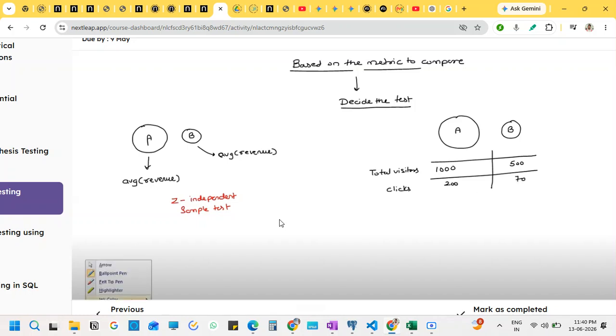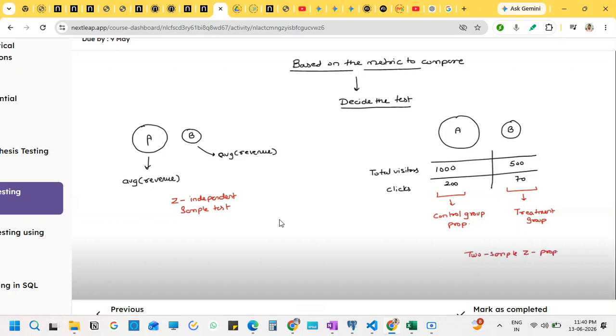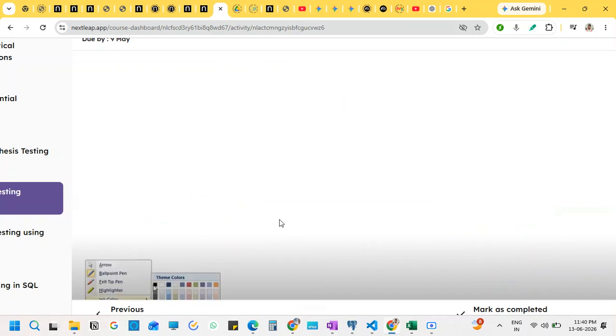So again, we can compare this proportion, right? This is the control group proportion, and this is the treatment group proportion, and we can compare. So here we can use the two sample Z proportion test, right? So we are now aware of how to conduct the test. Now finally, how to conclude? We have performed the test, but how to conclude?